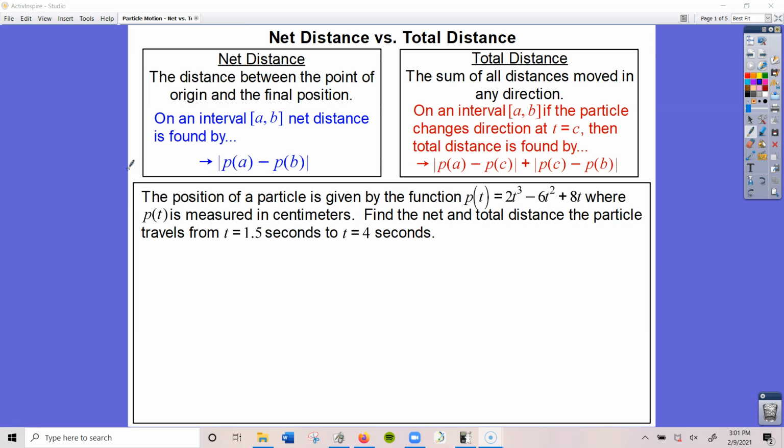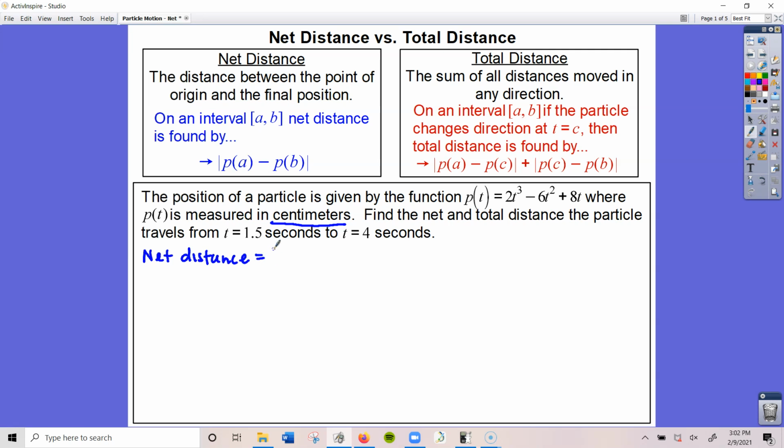In this question, it says the position of a particle is given by the function P of t equals 2t to the third minus 6t squared plus 8t, where P of t is measured in centimeters. I'm going to underline my units because I know my distance will have to be in centimeters. Find the net and total distance the particle travels from t equals 1.5 to t equals 4 seconds. All right, first let's start with net distance.